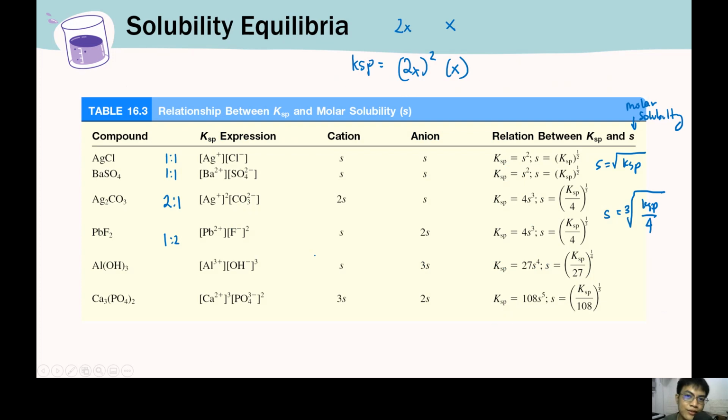So if the ratio of your ions are 2 to 1 or 1 to 2, so dalawang cation or dalawang anion in the products, then to get the molar solubility, that's as simple as the cube root of KSP divided by 4. And if the ratio is 3 to 1, then to get the S, that's just the fourth root of KSP divided by 27. And lastly, if that's 3 to 2 ratio, that's S equals the fifth root of your KSP divided by 108. You can use this table if tinatamad kayo mag-ice table. But ice table is very convenient naman, and it's very easy to make. So it's up to you whether you're going to use this or just rely on your ice table.